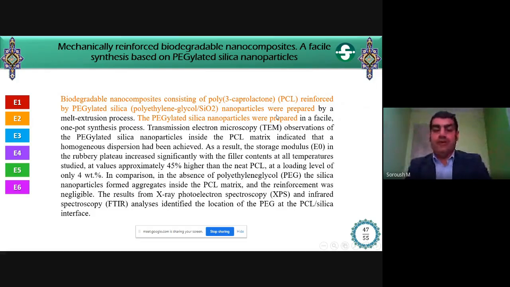And then we go to the method they used. You can see that they used a facile synthesis based on silicon nanoparticles in the title, so I would expect to see more about the methodology they used, but we can see that they just mentioned 2 tests and give no special information about the methodology. And they mainly focus on the results.